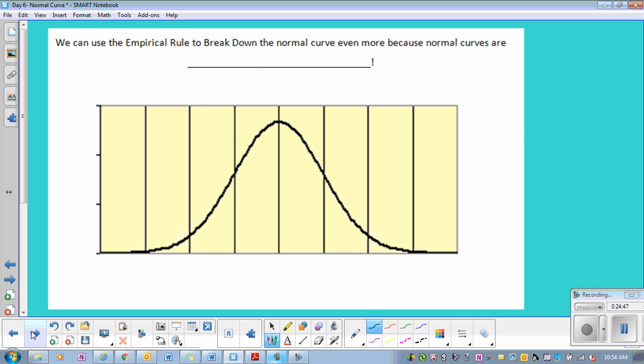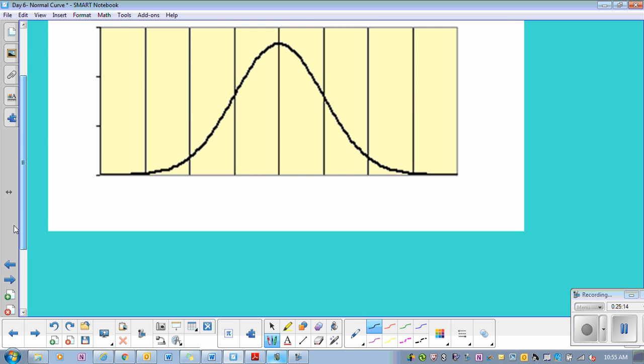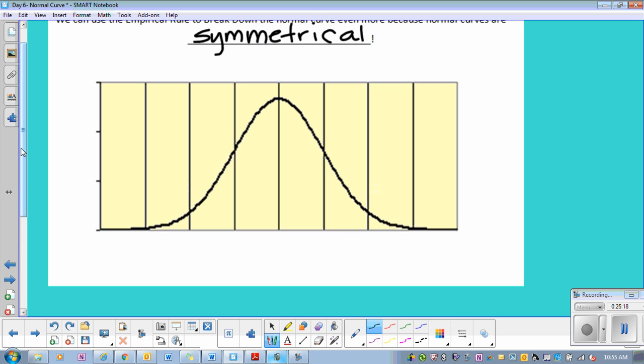We can use the empirical rule to break down the normal curve even more. Each of those bars has its own percentage. And we can do that because the normal curve is completely symmetrical. So I'm going to show you how we can break this down. Did you get that? Symmetrical. All right.